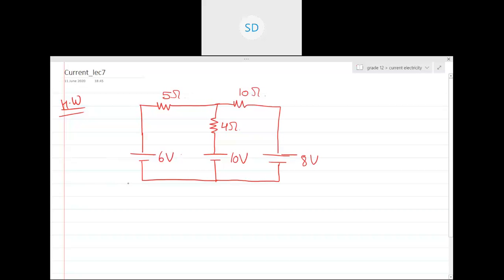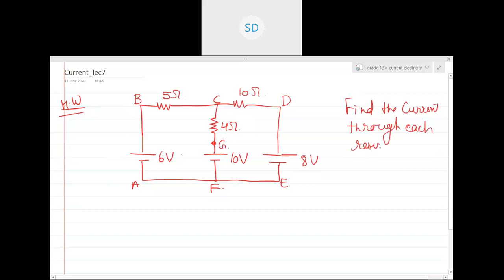Okay, guys, can you see the whole thing? A, B, C, D, E. Now the question is find the current through each of the resistors, through each resistance in the given circuit.